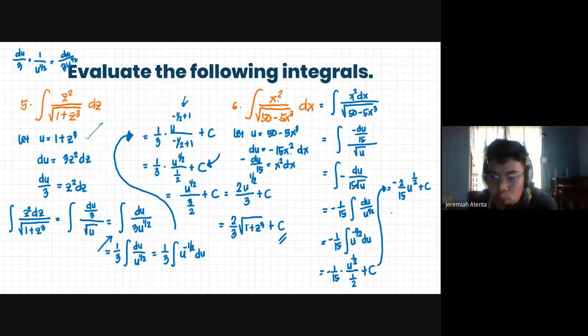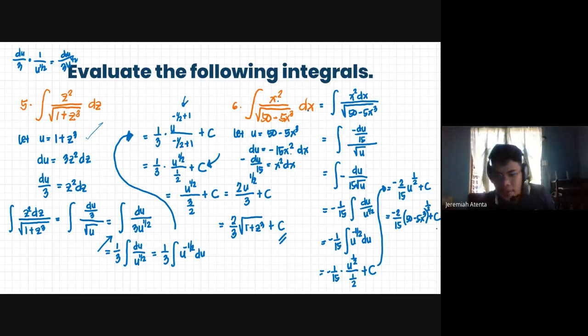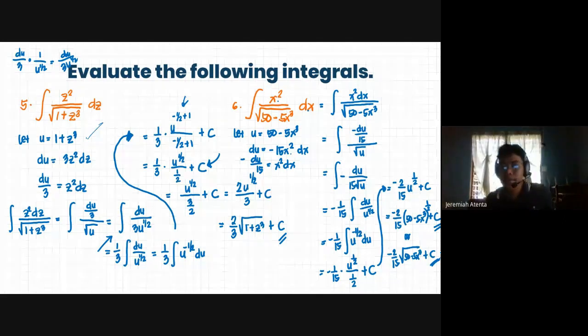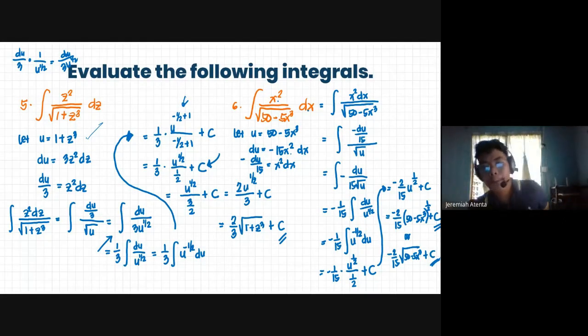And what is u? We have negative 2 over 15, u is 50 minus 5x cubed, to the 1/2 plus c. Ayan. You can have this as your final answer or pwede nyong i-square root yung 1/2. Or we can have negative 2 over 15 square root of 50 minus 5x cubed plus c. Okay, so the same lang yung dalawa. Any questions? Do you have any questions?